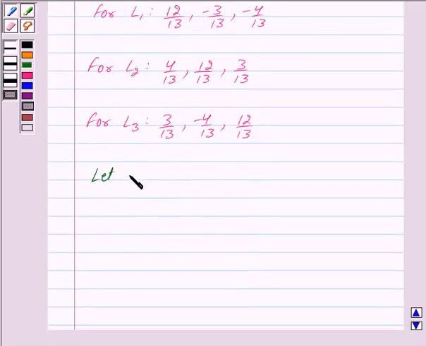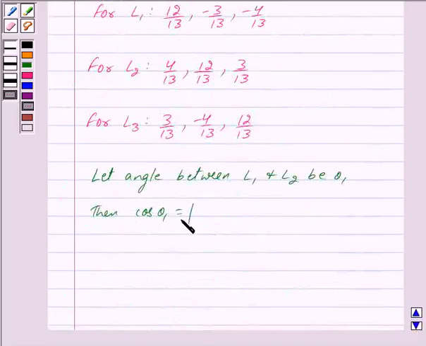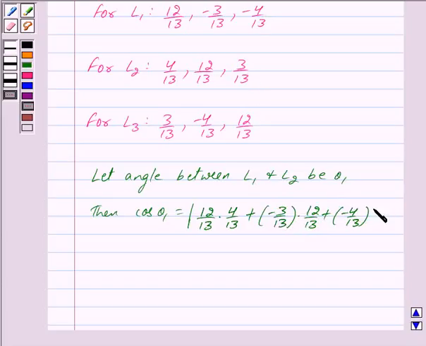Let the angle between L1 and L2 be theta 1. Then cos theta 1 is equal to mod of, by the key idea, l1 l2 plus m1 m2 plus n1 n2. So cos theta 1 is equal to mod of 12/13 into 4/13 plus -3/13 into 12/13 plus -4/13 into 3/13.